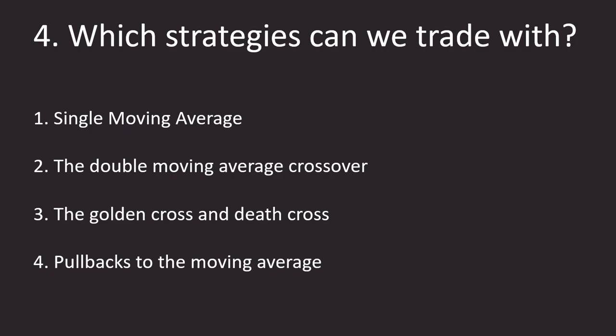Of course, moving averages aren't perfect. They lag behind price and they can give false signals in sideways markets. That's why it's smart to combine them with other tools like support and resistance, RSI or MACD for confirmation. So those are some of the most common moving average strategies: single MA, crossover, golden cross and death cross, and pullbacks. Simple to learn and a great foundation to build your trading around.